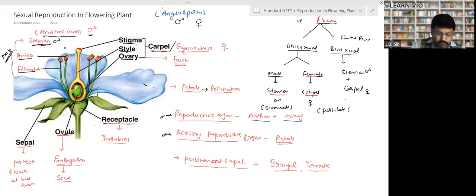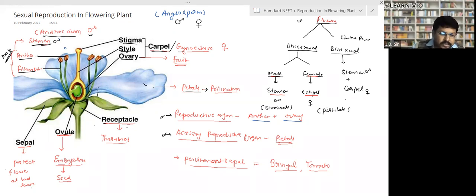The sex organs of plants are in flowers, right? Now, the steps of sexual reproduction, and before going to that, just a minute, I want to tell you some terms. I'll explain what the receptacle is, what the sepals are, what the petals are, what the carpels are, right? So you can put the heading: parts of flower.